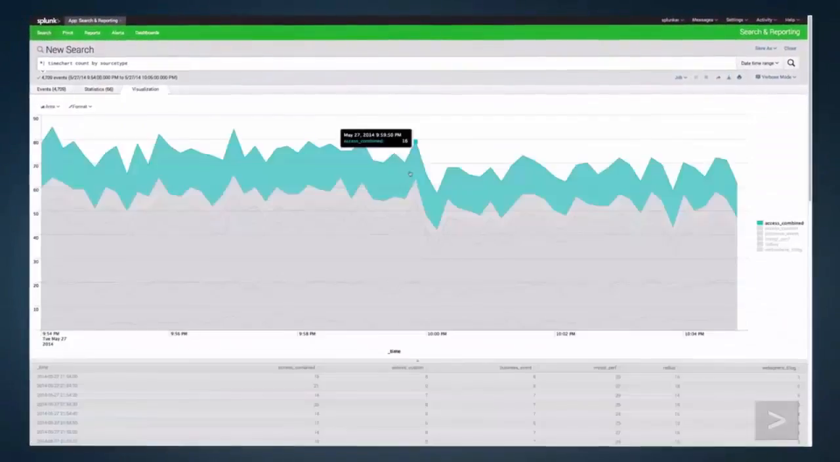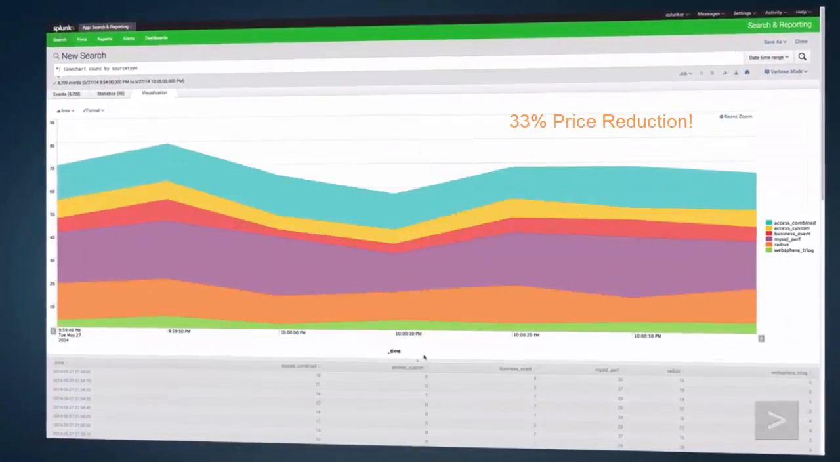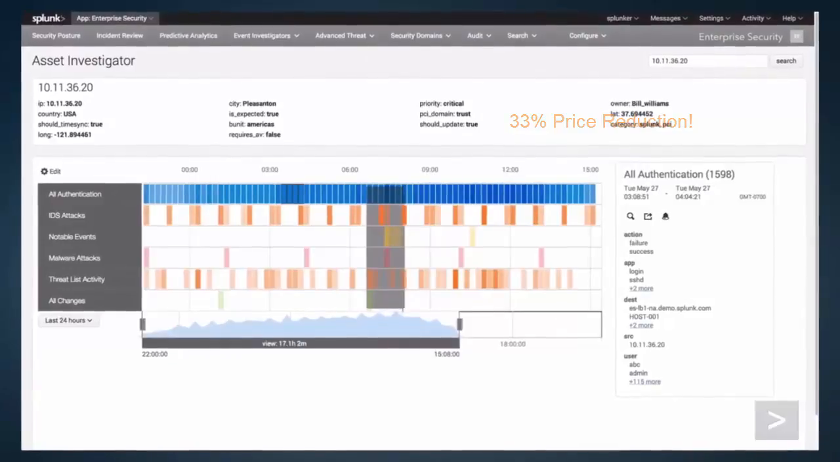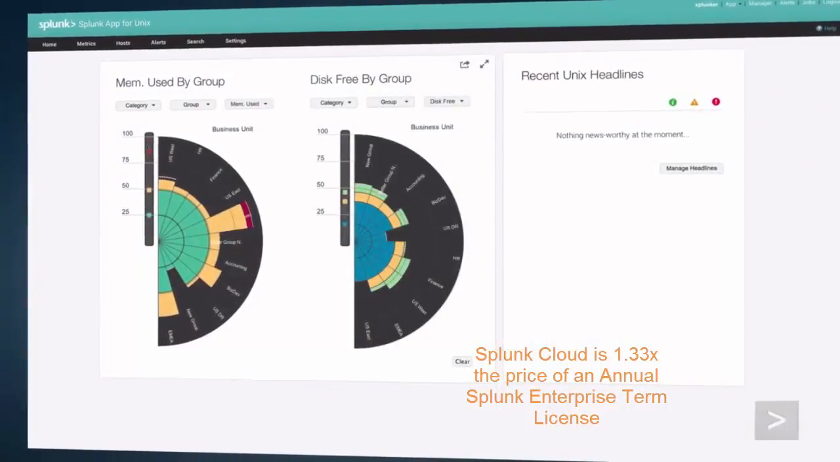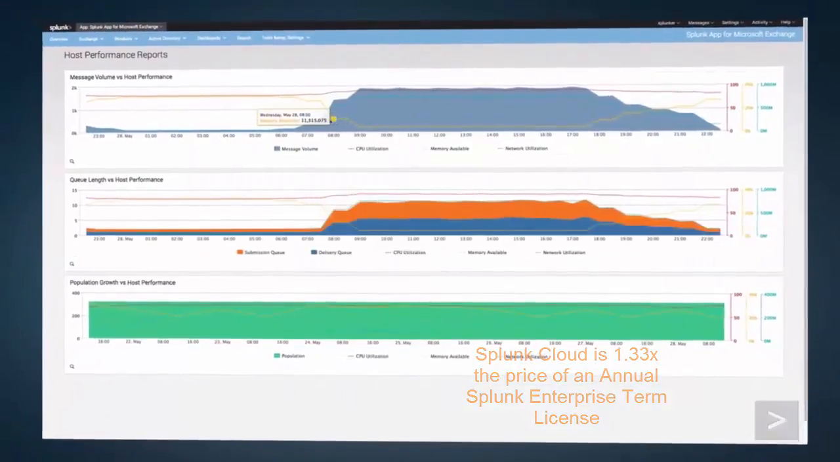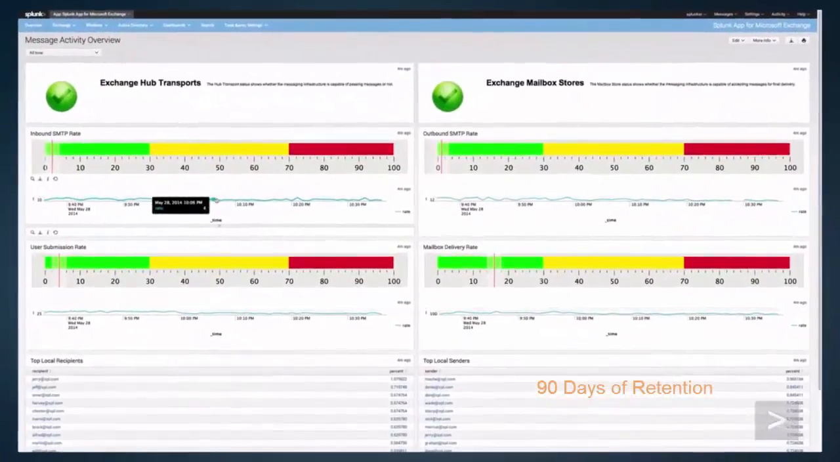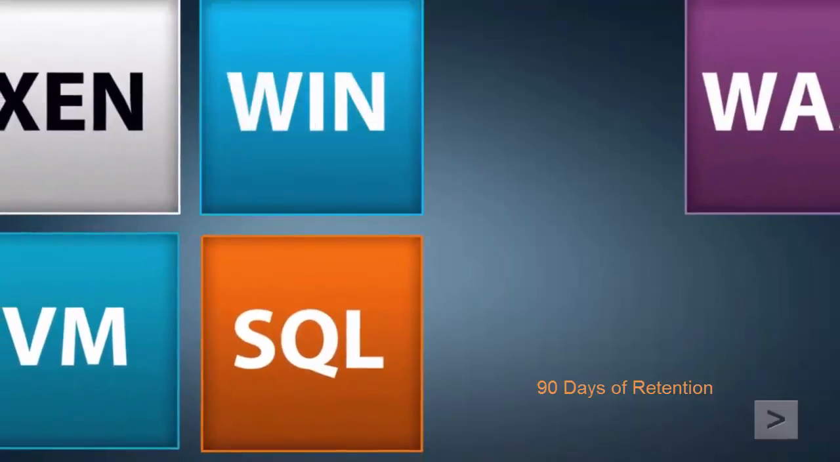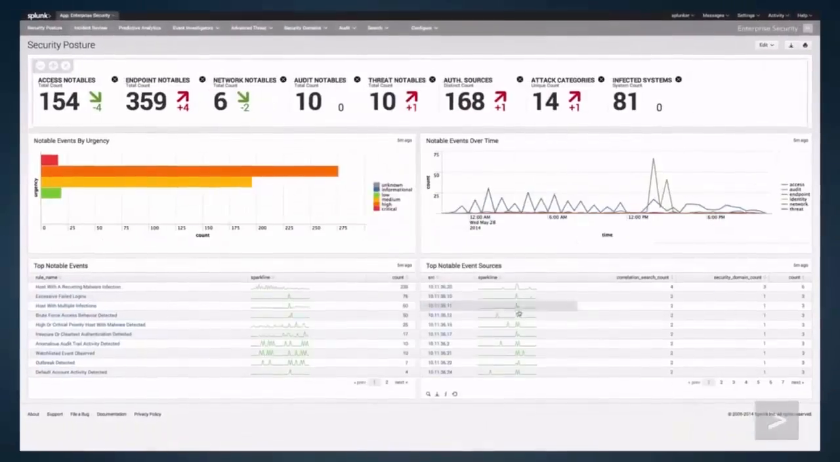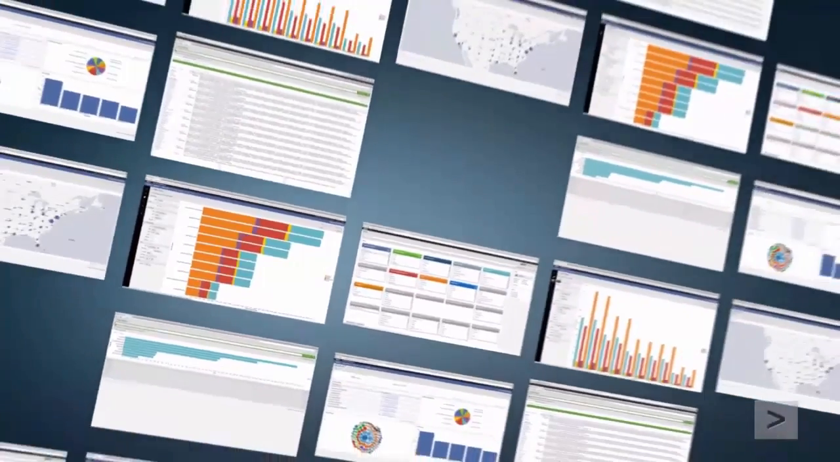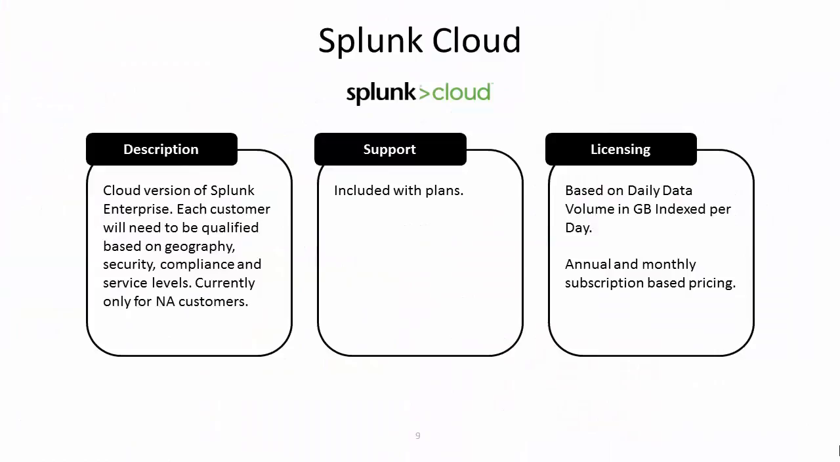In addition, in August 2014, Splunk announced a 33% price reduction for Splunk Cloud, which aligns Splunk Cloud pricing to be 1.33 times the price of an annual Splunk Enterprise term license. Also, all base plans come with 90 days of retention, more than competing solutions. This will make it very easy for customers to calculate their total cost of ownership of Splunk Cloud and determine if they wish to purchase Splunk Enterprise or Splunk Cloud. Support is included with the annual subscription plan.